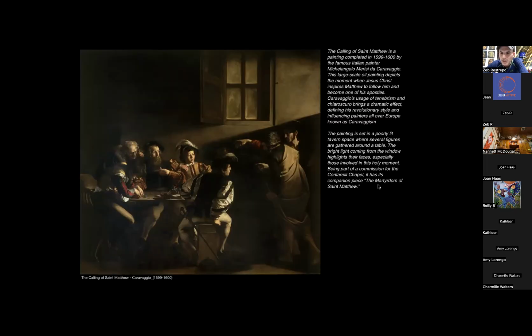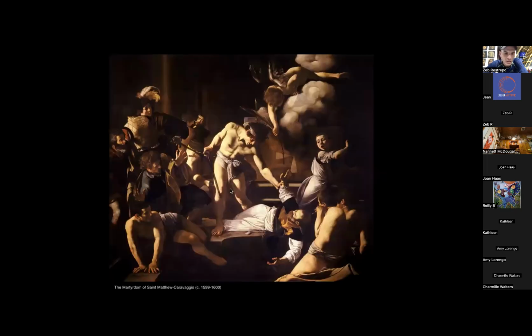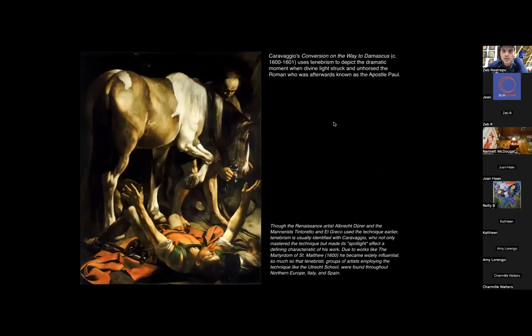Actually, I included this because, let me go back to this, it was part of a commission for the Contarelli Chapel. It has its companion piece, the Martyrdom of St. Matthew, which is this one here, also made by Caravaggio. And there's another Caravaggio, the Conversion on the Way to Damascus. He uses tenebrism to depict the dramatic moment when divine light struck and unhorsed the Roman who was afterwards known as the Apostle Paul. So as you can tell, tenebrism started to take on more metaphorical undertones of transitioning between darkness and lightness. But okay.